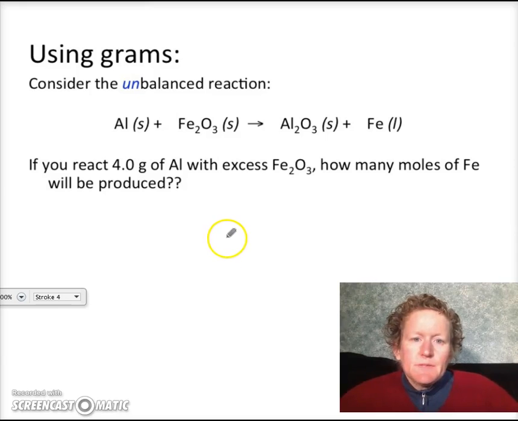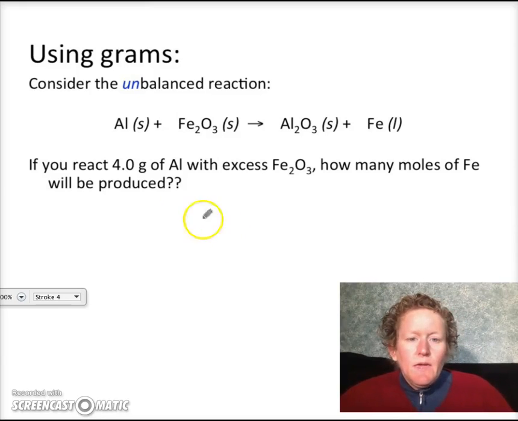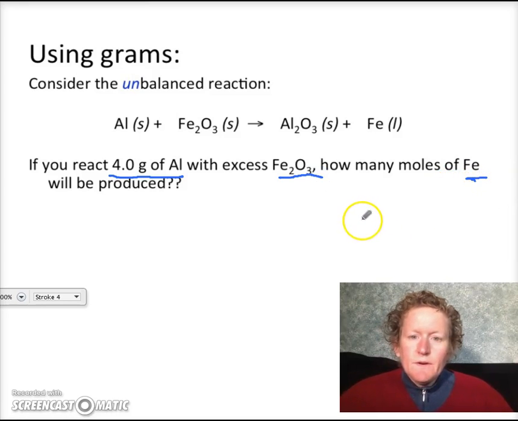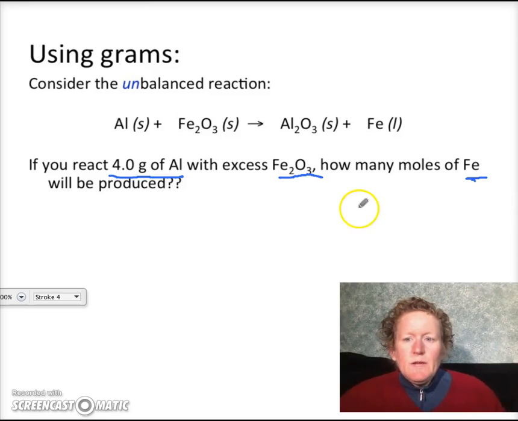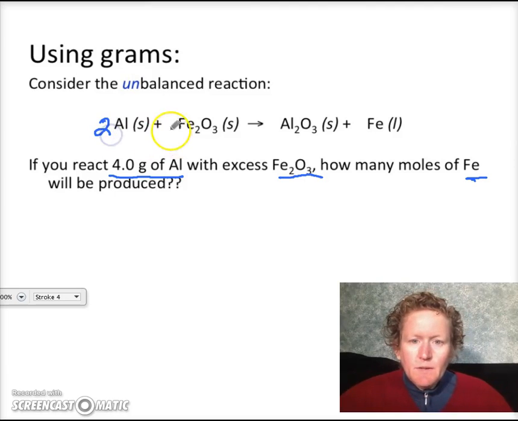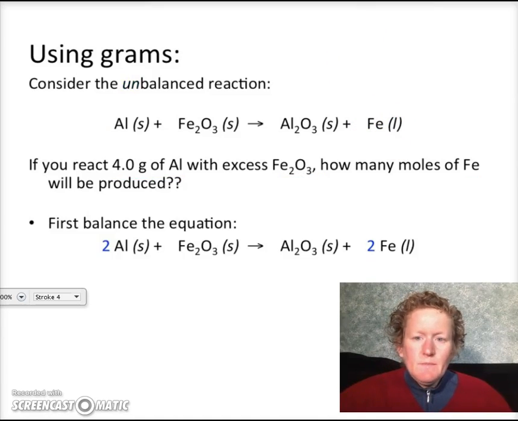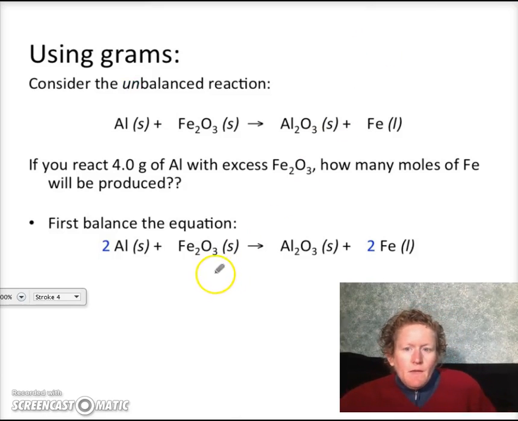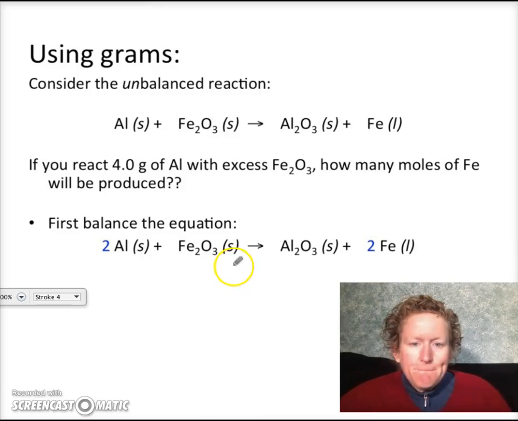So let's use grams. We have an unbalanced equation here, and we want to react 4 grams of aluminum, this is what we have, with excess aluminum oxide, or excuse me, iron oxide. How many moles of iron will be produced? Well, our first step is to balance the equation. And we know that we're going to need some more aluminum, and we're going to need some more iron. That looks pretty good. I balance it on the next page. Let's see if I did a good job. There we go. So there's the balanced equation.